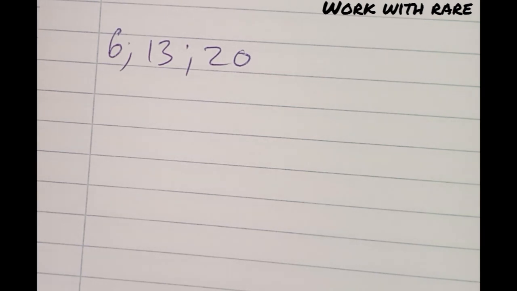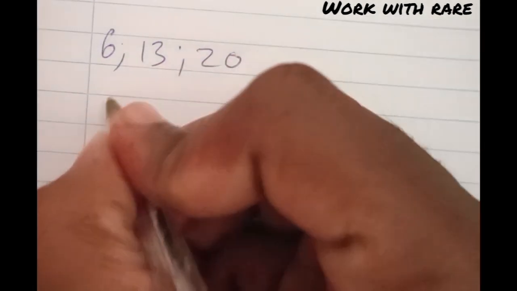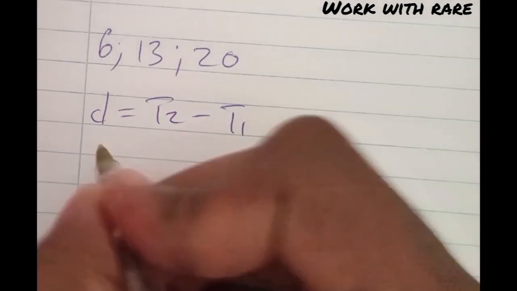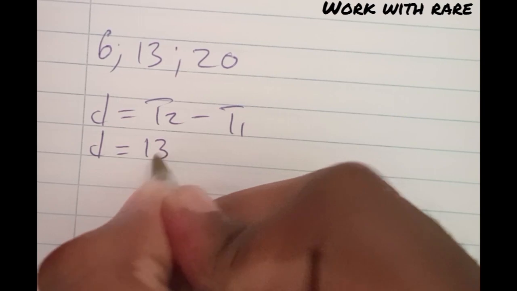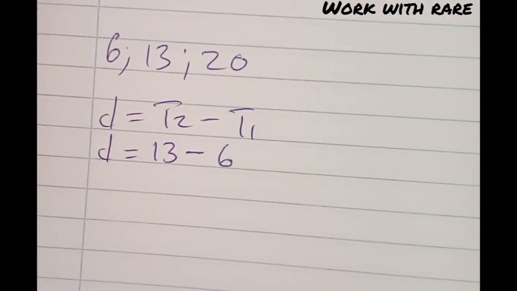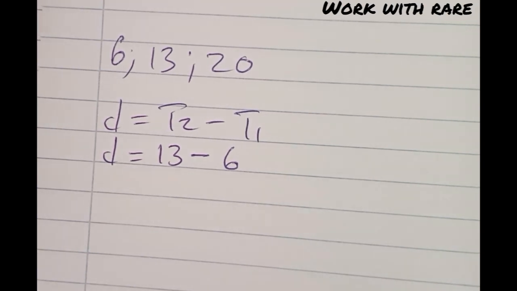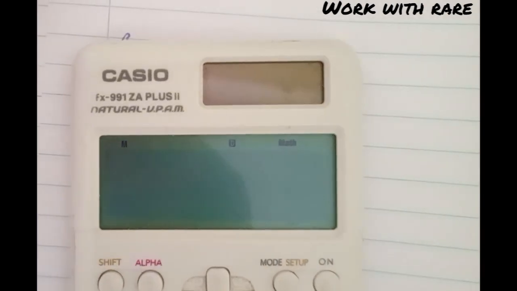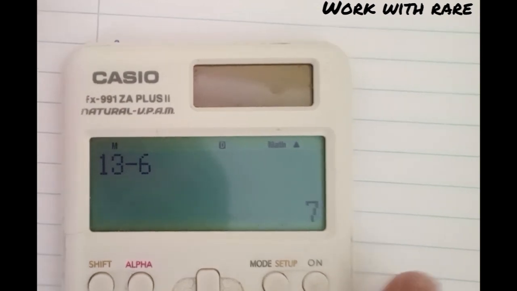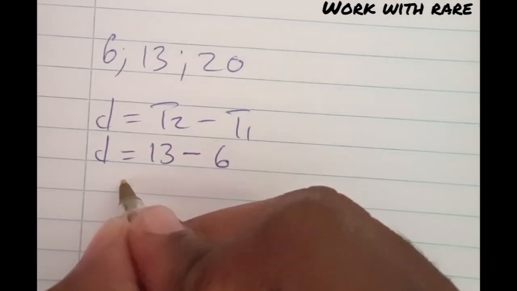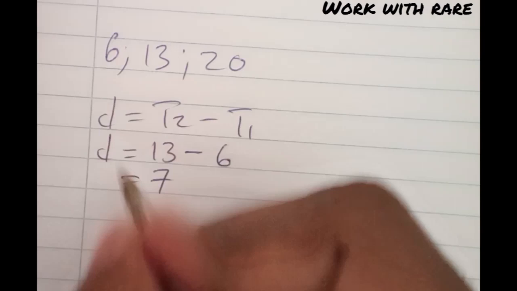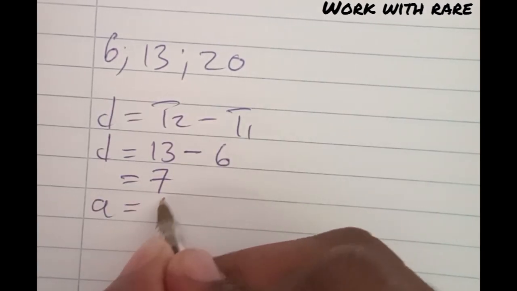So when we have to calculate the difference, our difference will be T2 minus T1. You see, so our T2 is 13 and our term number 1 is 6. You press on your calculator and say 13 minus 6, it's 7. So our difference is 7. Okay, and our A, which is the first term, is 6.